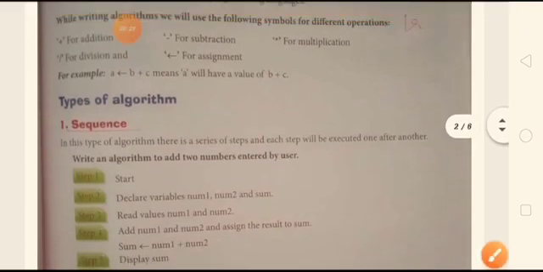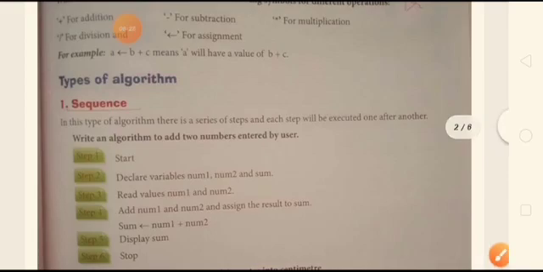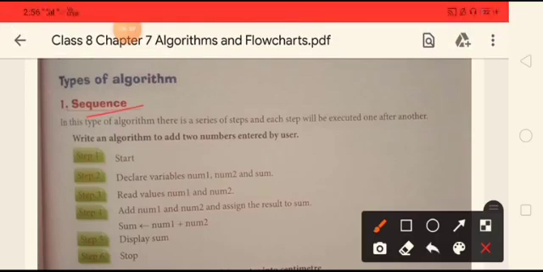Now types of algorithms. कौन कौन से टाइप्स के एल्गोरिदम्स होते हैं. First one is sequence, that is directly in sequence, simple sequence. In this type of algorithm there is a series of steps and each step will be executed after one another. Sequence का मतलब ही होता है एक के बाद एक. Okay, finite steps होते हैं, they are all executed one after another.